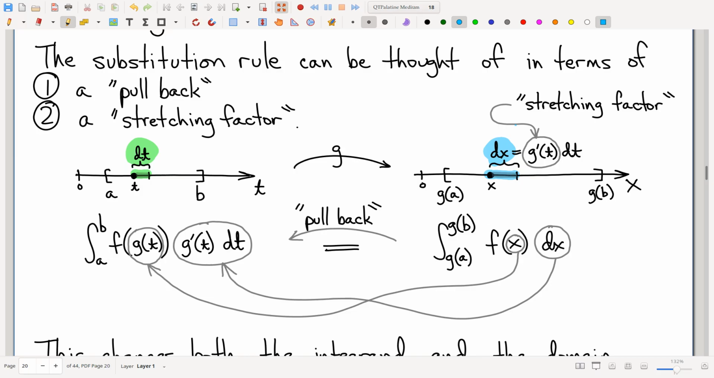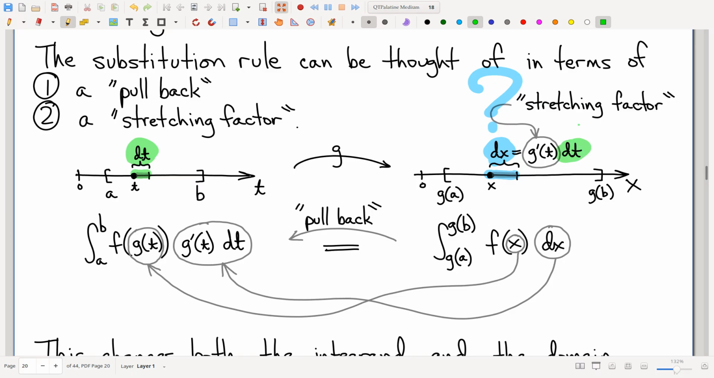So if I want to get my hands on how big that is, what is that dx? I'm going to have to understand how much it's been stretched. How much does plugging an interval of points into g stretch it out and make it bigger? I have a take on this that I find intuitively satisfying. I want to think of dx as being some factor times dt.